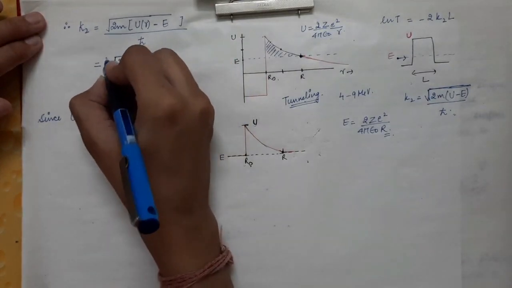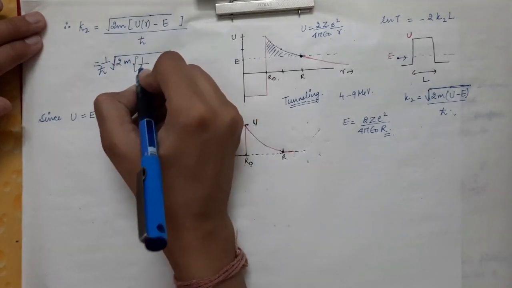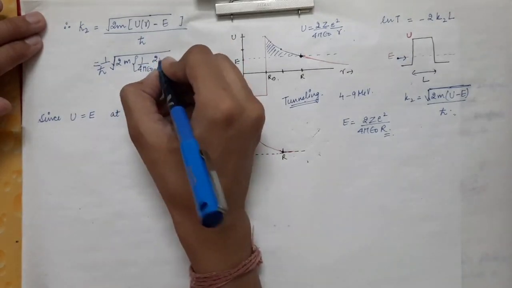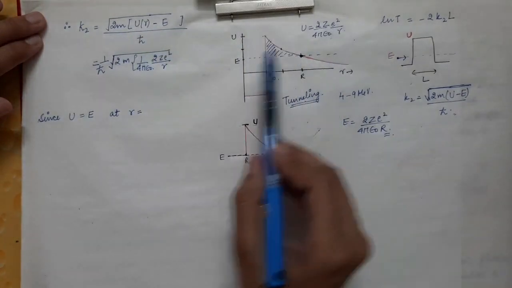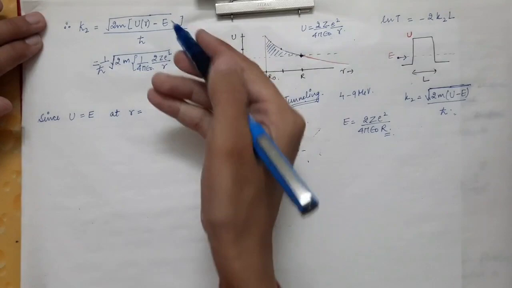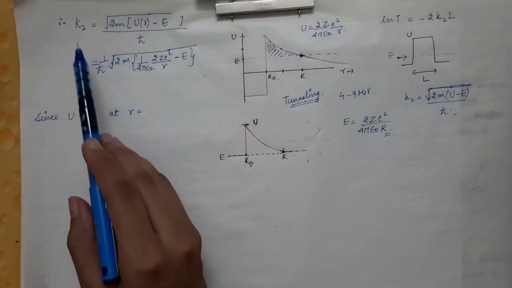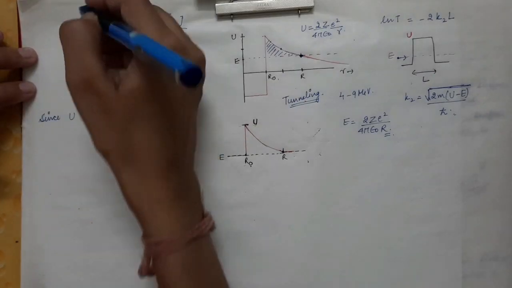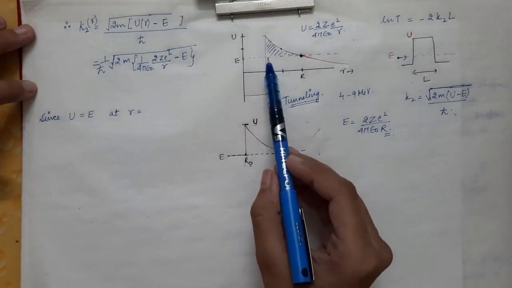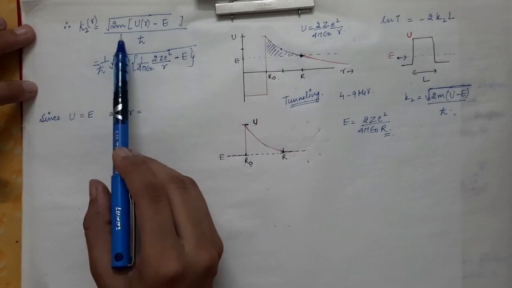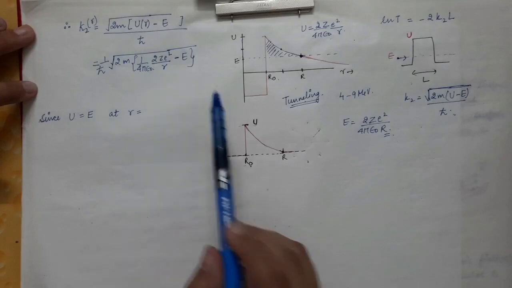2m, 1 by h cut can be taken outside. So 2m into 1 by 4 pi epsilon naught into 2ze square divided by r. This is the expression of U of r. This whole expression has been substituted instead of U of r minus E, divided by h cut. That will give us the expression of K2, and you can clearly see that K2 is also dependent upon r. As the distance increases, U will change, and hence K2 will change.